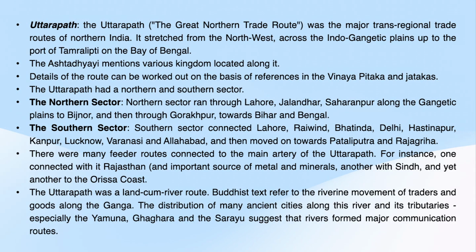There were many feeder routes which were connected to the main artery of Uttarapath, and the Uttarapath was a land-cum-river route. Buddhist texts refer to the riverine movement of trade and goods along the Ganga. The distribution of many ancient cities along this river and its tributaries, especially the Yamuna, Ghagra, and the Sarayu, suggests that rivers formed major communication routes.